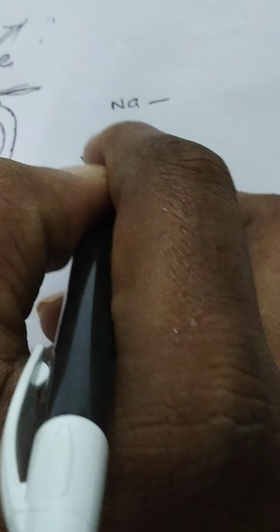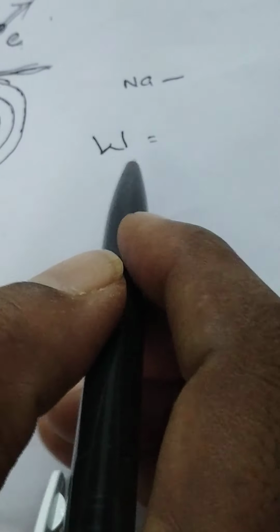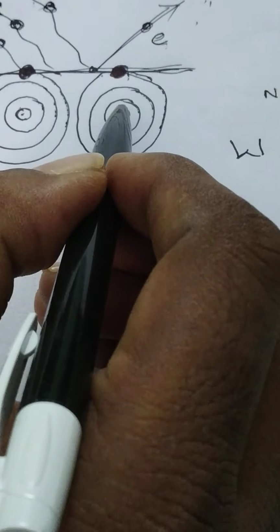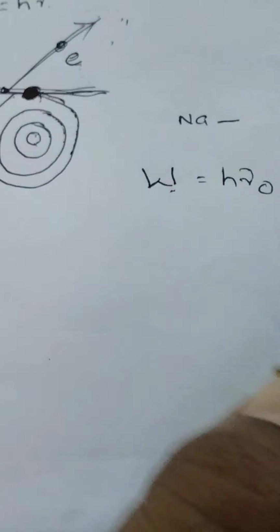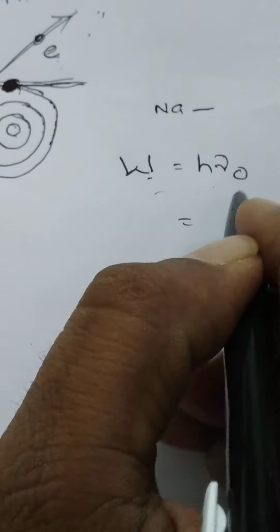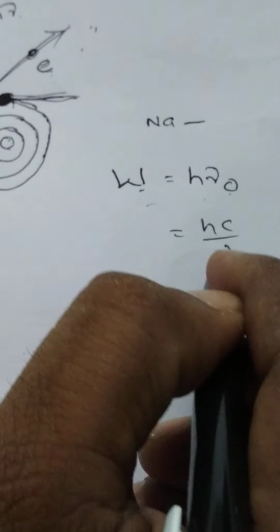Again, in the previous class, I explained what is meant by the work function. The work function is the minimum energy required to just remove the electron from the photometal. Work function is represented by h nu naught. The minimum energy of the incident photon required to just remove the photoelectron from the metal surface is called the work function. Nu naught is also equal to c by lambda naught.